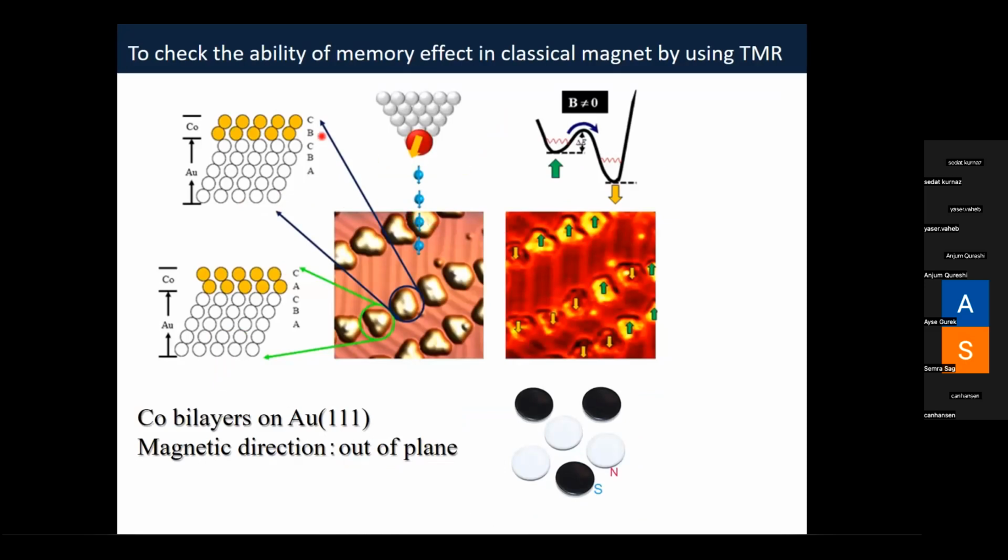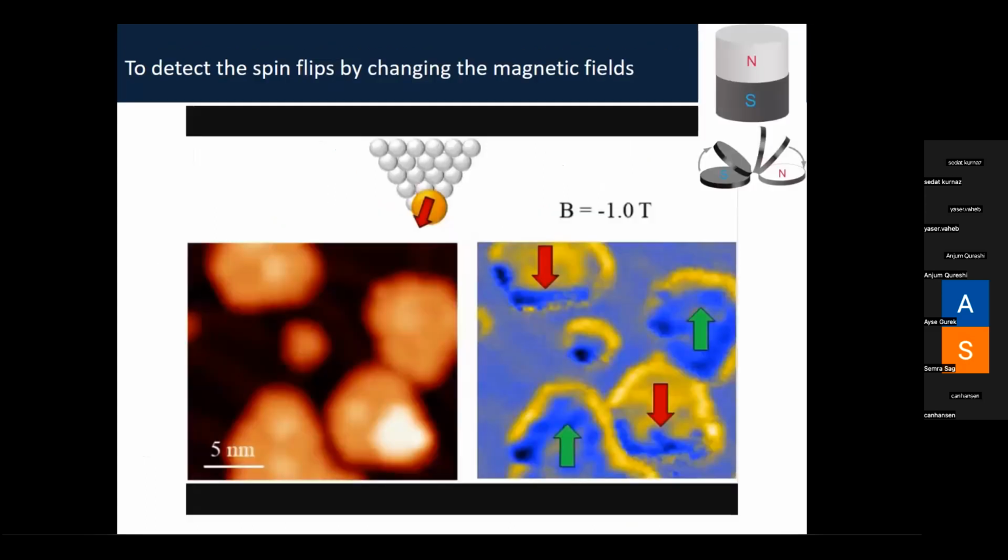You can see the spin of the tip is down. You can see bright color, spin up. Dark color, spin down. So 1, 1, 1, 0, and bright color, dark color. Also again, black, white, down spin, up spin, down spin, up spin. So then we show the movie.